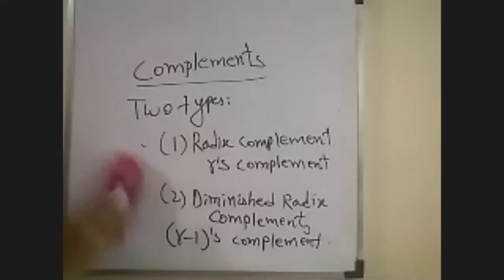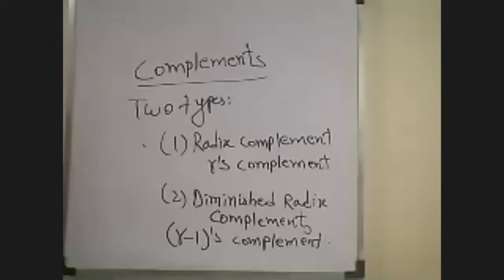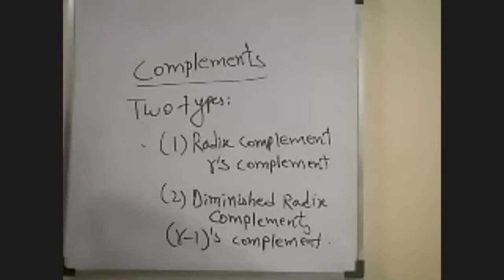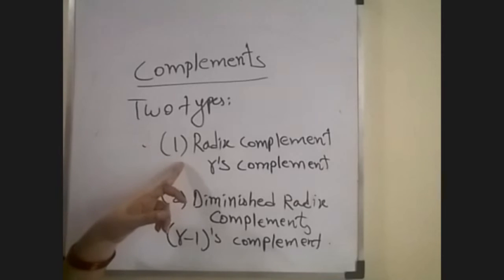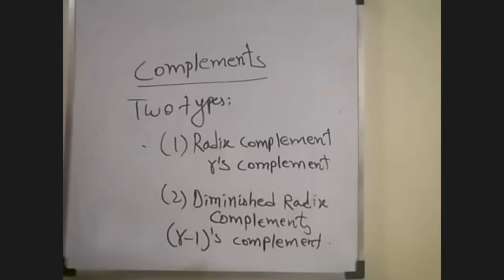So there are two types of complements: one is radix complement, another is diminished radix complement. For example, take the radix as 5. The radix complement is 5's complement, and the diminished radix complement is 4's complement. Like this, we can find the complements. Here, the first one we are going to discuss is diminished radix complement. Why? Because if you know the diminished radix complement, you can easily calculate the R's complement.